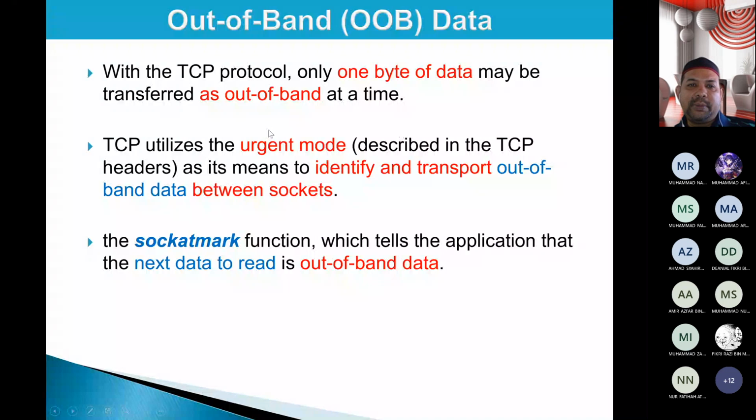So, with the TCP protocol, only one byte of data may be transferred as out of band at a time. Berapa bit ni? Satu byte ataupun 8 bit saja. Besar tak? Kecil je kan? Kalau nak hantar flag tu, muat lah. TCP utilize the urgent mode described in the TCP header as its means to identify and transport out of band data between socket. The sockatmark function tell the application that the next data to read is out of band data.